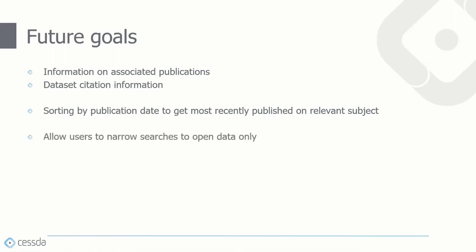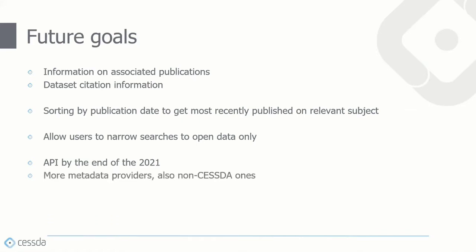Yeah. And then we hope at that point to allow users to narrow their searches to open data only, probably as a filter. So there's a project going on on that. And then there will be an API for the data catalog and its metadata by the end of this year, actually. And we also hope to have more metadata providers giving data to the data catalog, also outside of CESSDA, as long as they can provide the minimum metadata in the standardized format.